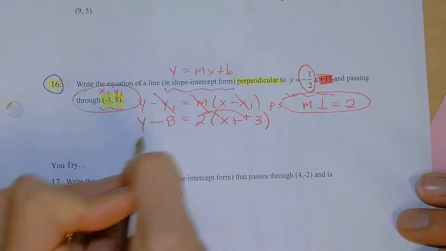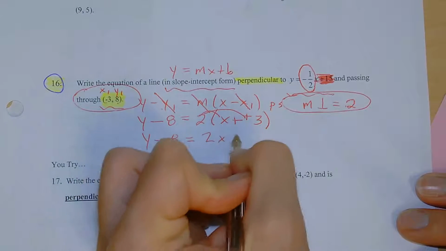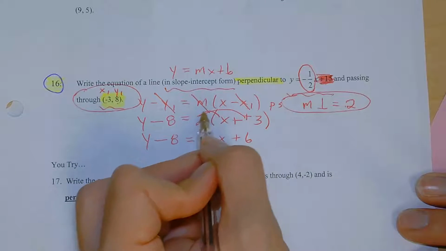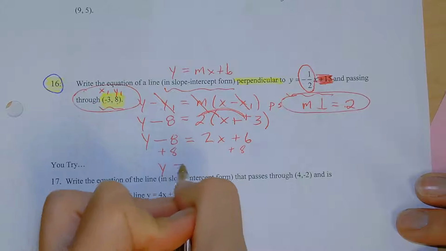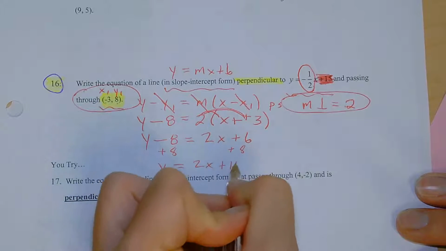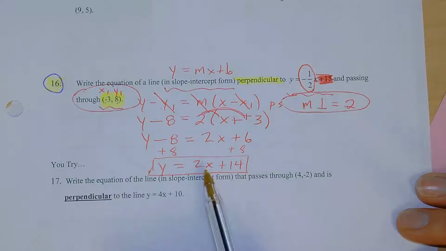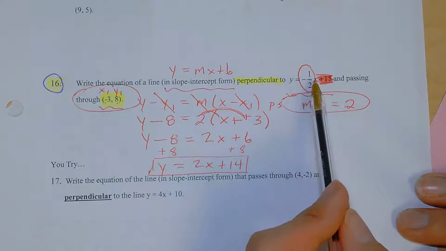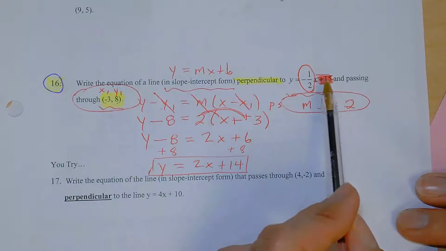So I'm going to distribute. y minus 8 equals 2x plus 6. I got that when I distributed. And then I'm going to add 8. y equals 2x plus 14. That is my new equation of a line perpendicular to my original line, but passing through that point. And you don't use the old y-intercept.